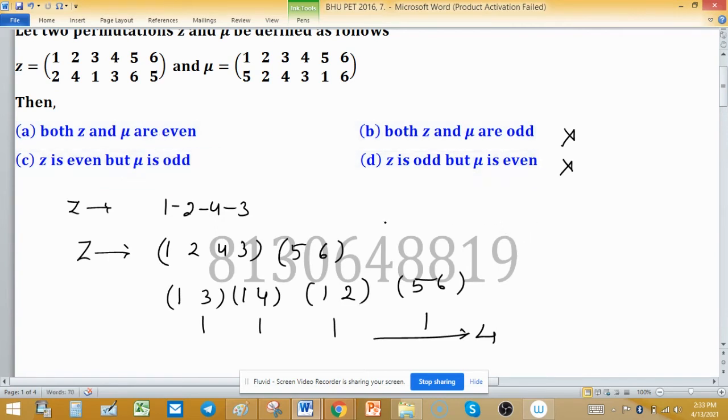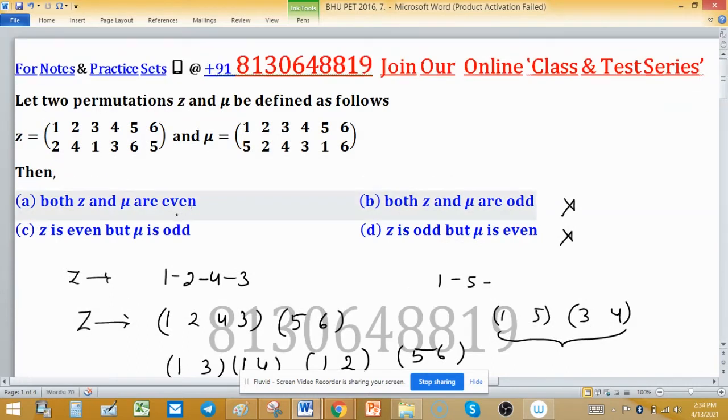So again, find the number of transpositions of mu. 1 is going to 5, 5 is going to 1, so the first cycle is (1 5). 2 is going to 2, so this is of length one and there is no need to write it. 3 is going to 4 and 4 is going to 3, so this is the next cycle. 1, 2, 3, 4, 5, and 6 is going to 6. So the number of transpositions is 2, so mu is also an even permutation. So Z and mu are both even permutations, so option A is correct.